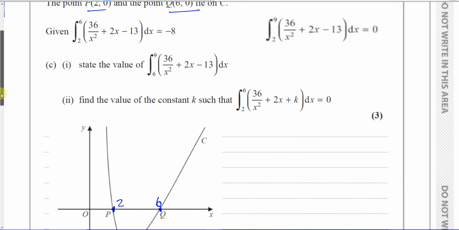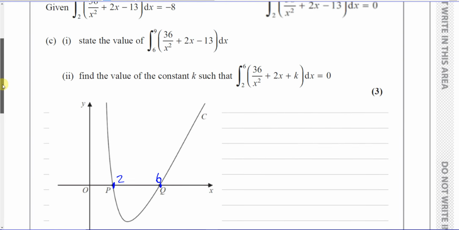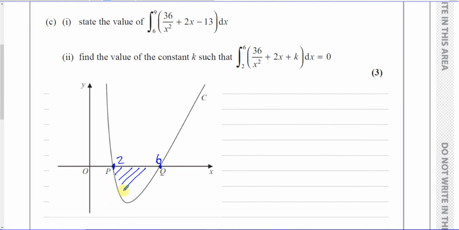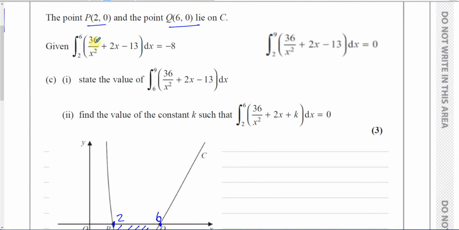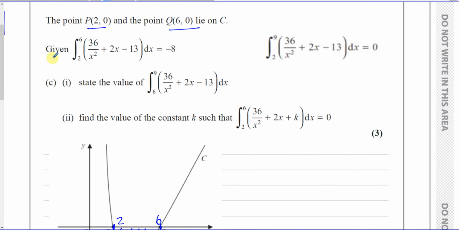So when you integrate a function between two limits, what you're actually doing is you find the area between the curve and the x-axis. So basically what they're telling us is that the area here, its numerical value is negative 8. Okay, the magnitude would be 8, but the numerical value, what you get when you put these limits and integrate, is going to be negative 8. So it says, given that the integral between 2 and 6 of that function is equal to negative 8, state the value of the integral of that same function between 6 and 9.